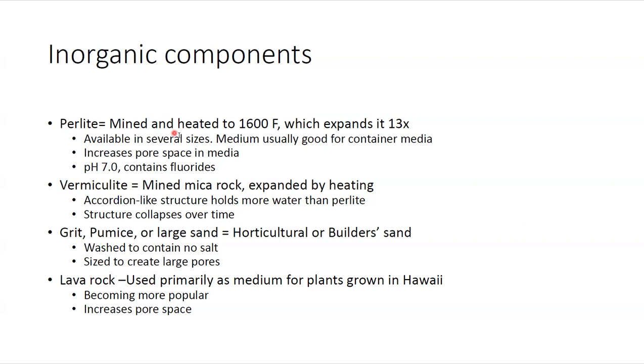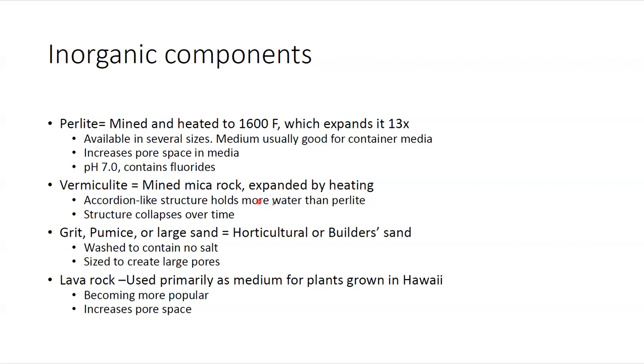So perlite is mined and heated to 1600 degrees Fahrenheit, which expands it up to 13 times. Okay, it comes in a lot of different sizes. Generally, in a good container media, we're using a medium course. It increases pore space in media and drainage. The nice thing about perlite is it has a very neutral pH. Okay, and it contains fluorides. It contains some stuff that's beneficial. Now, vermiculite, on the other hand, is mined mica, and it's also heated up, which makes it accordion-like in structure.